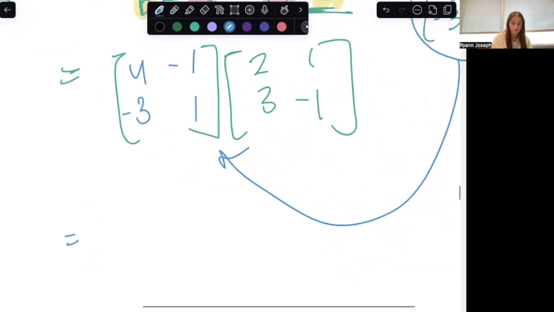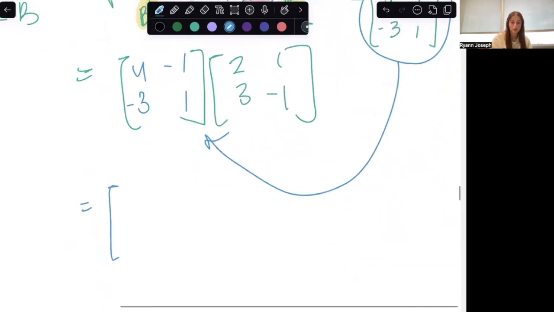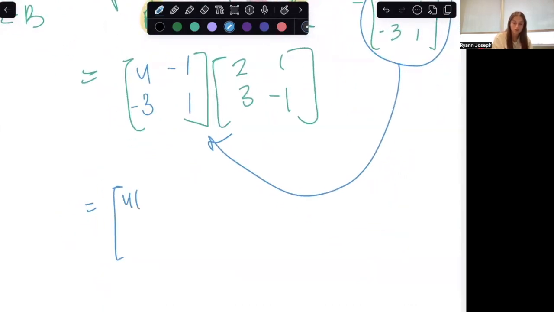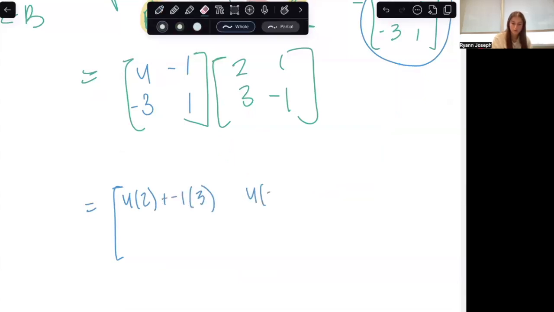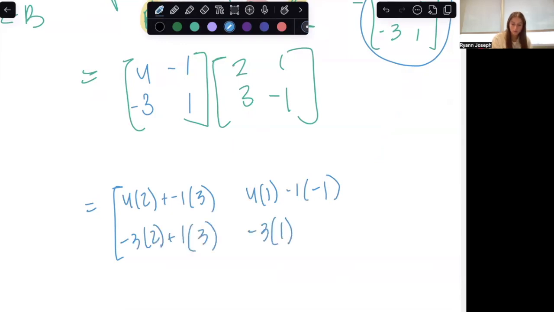Okay, I will do it out. So it's always row times column. Row times column. This arrow times column. Second row times first column. Second row times second column.